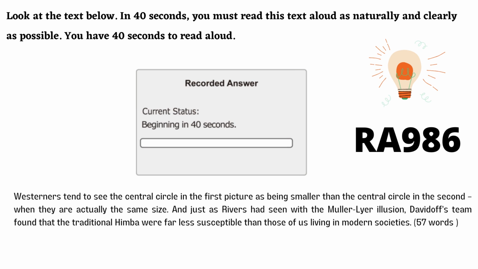Westerners tend to see the central circle in the first picture as being smaller than the central circle in the second, when they are actually the same size. And just as Rivers had seen with the Muller-Lyer illusion, Davidoff's team found that the traditional Himba were far less susceptible than those of us living in modern societies.